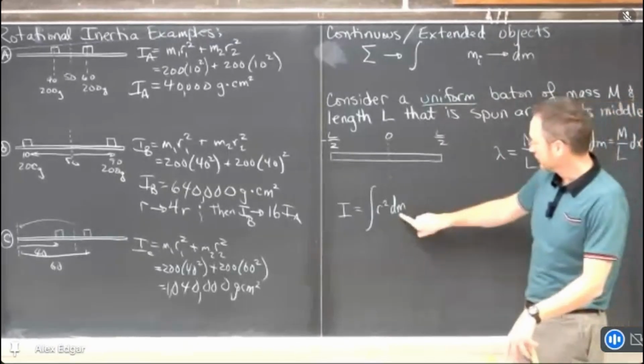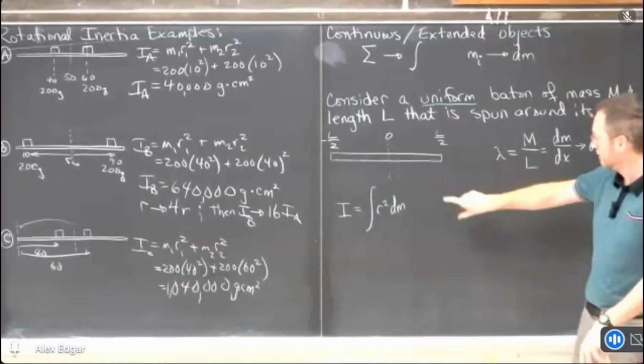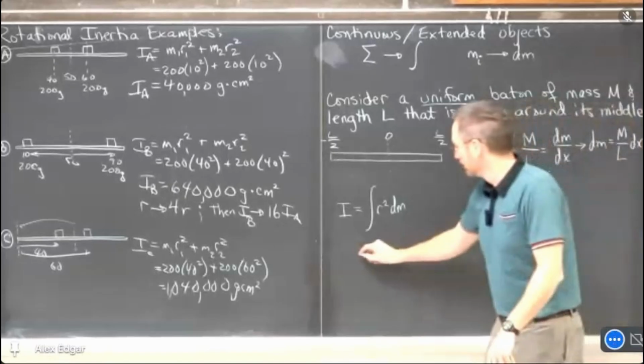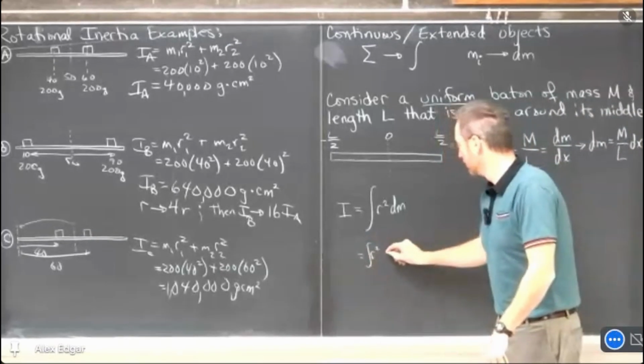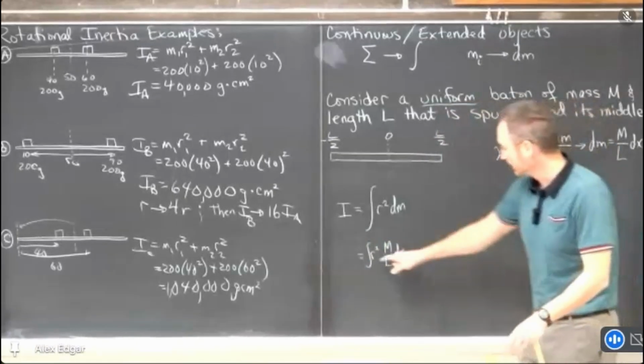And again, I don't know how to add up the masses, but I do know how to add up the distances, so I can make this substitution. You always have to get rid of the dm and put it in terms of dx. Always required. So we're going to go r squared integral m over L dx. Wait a second, I've got an r and an x.